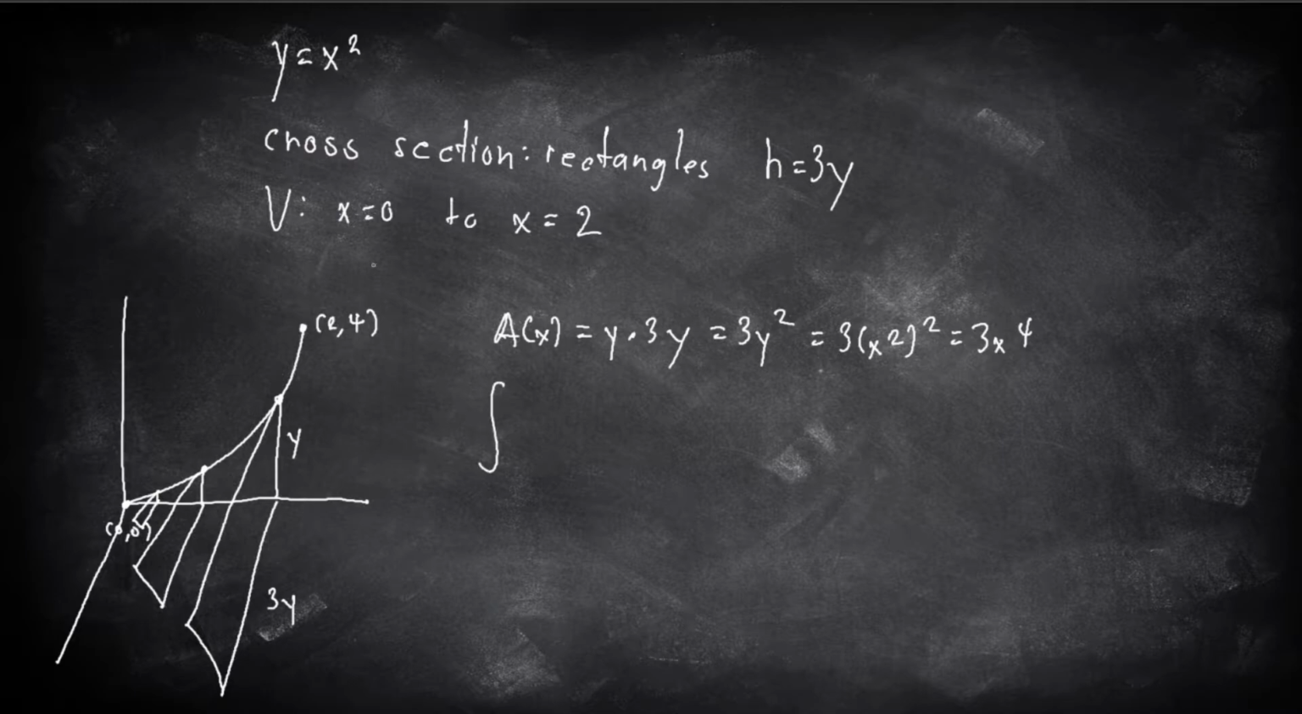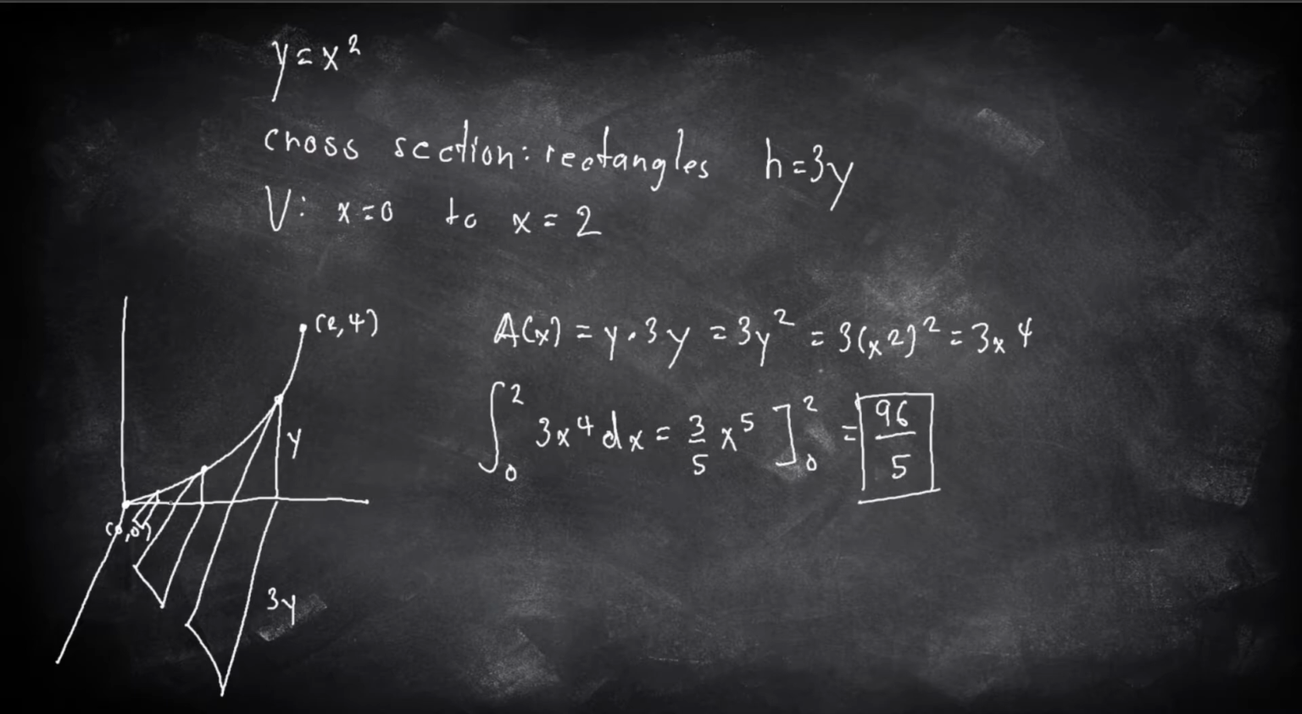So we take the integral from x equals 0 to 2 of 3x to the 4, because that's our area formula, with respect to x. Now the integral of this is x to the power 5. The derivative is 5x to the 4. We want 3x to the 4, so we scale this by 3 over 5. And we plug in 0 to 2. 0 in here does nothing, so we only worry about the 2. Plug in 2: 2 to the power 5 is 32. Times 3 is 96, over 5. And this is the volume of our piece of pie solid that's made by y equals x squared with cross sections of rectangles.